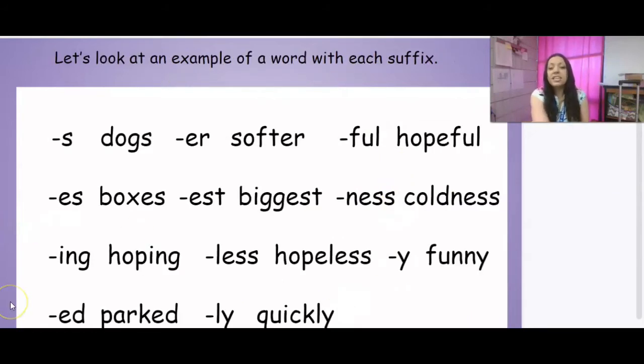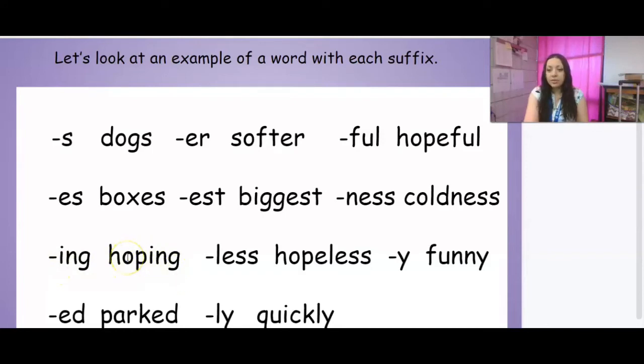All right, so let's look at an example of a word with each suffix. If I have the word dog, I can add the S to it and say dogs. It just means more than one. Okay, if I have the word box, it ends with that hissing sound, so I'm going to add the ES and say boxes. That ES helps me pronounce it. Okay, suffix ing, I have hoping.